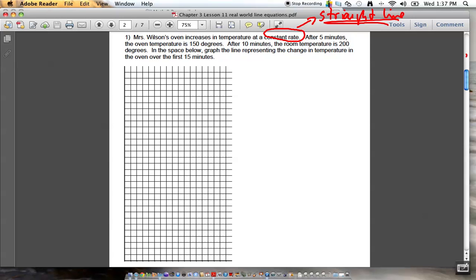So, the axis for time is input. The input axis is always the x-axis. So this is going to be time. And I'm going to go 0, 1, 2, 3, 4, 5, 6, 7, 8, 9, 10, 11, 12, 13, 14, 15. Why don't you set that up on your paper first? Okay. And make sure you also put time on there. Time is very important.